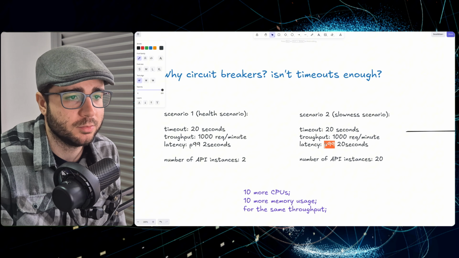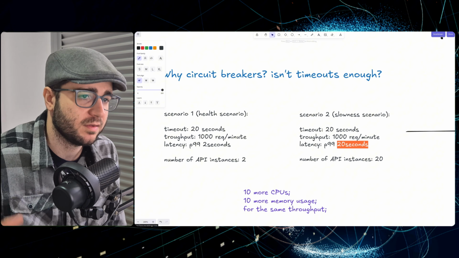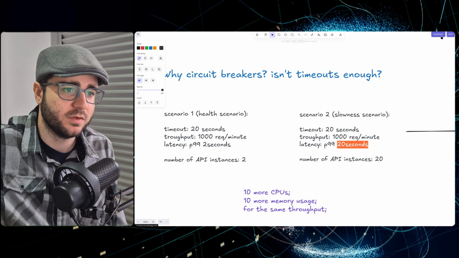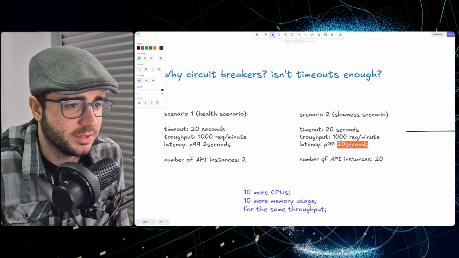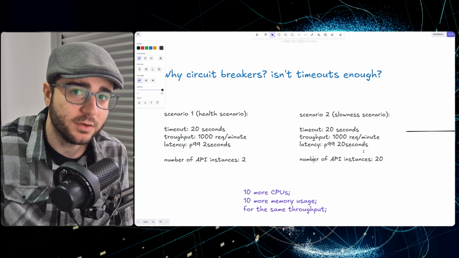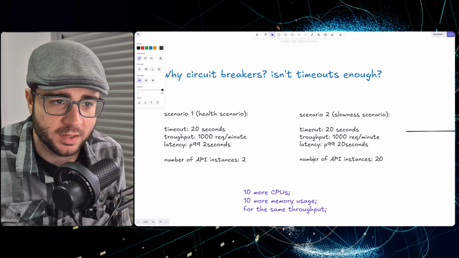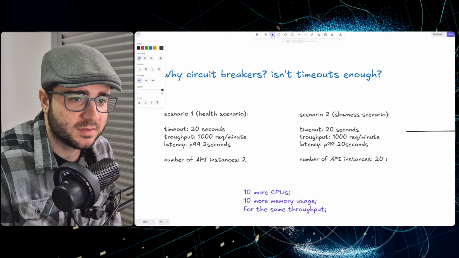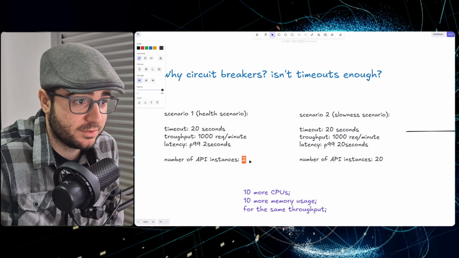Right? Because we have a lot of requests that start to delay a lot and to timeout and everything. So actually the number of API instances that would need to scale that, even with the timeout, would be 20. This is 10 times the amount of machines that we need to do that.